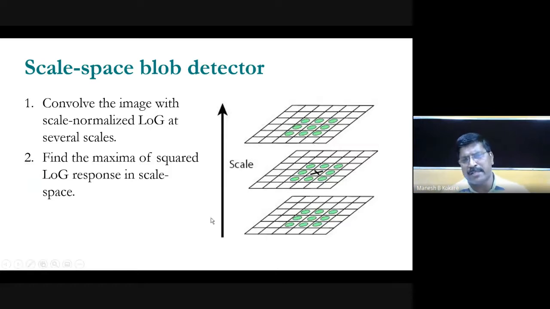For example, at scale 1 you get an output like this, at scale 2 like this, and at scale 3 like this. As you go on increasing the sigma value, or the scale, you are going to detect the largest size objects, and so on. So find the maxima of the squared LoG response in the scale space, and so on.